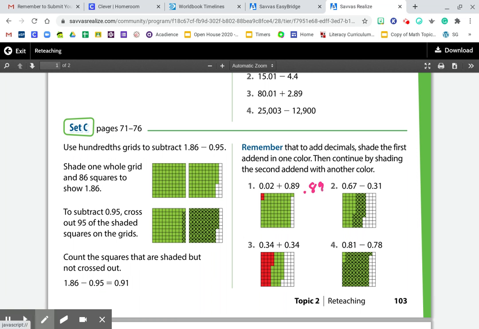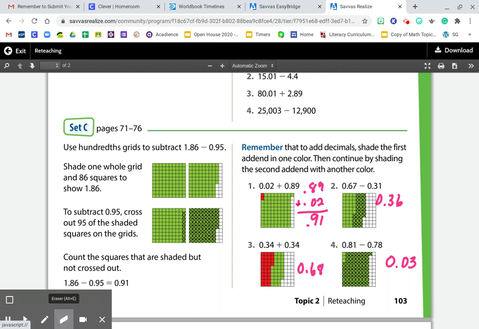89 and 89 hundredths and 2 hundredths adds up, lining up place value, 91 hundredths. 0.67 minus 0.31. The original green shade was 0.67, and then they X'd out 0.31 to get what we have left in the green, which is 36. And again, you can do this old school, just line up and add, or you can use the grid model here. Whatever way you want to do it.